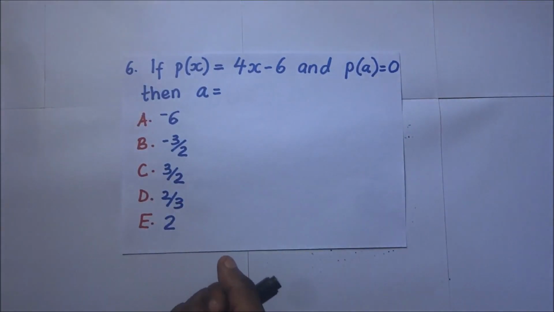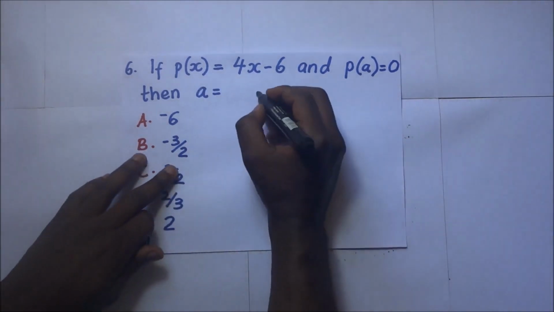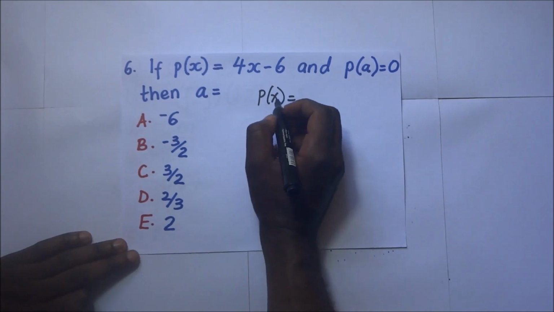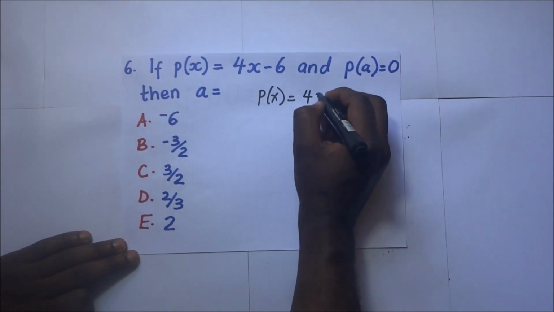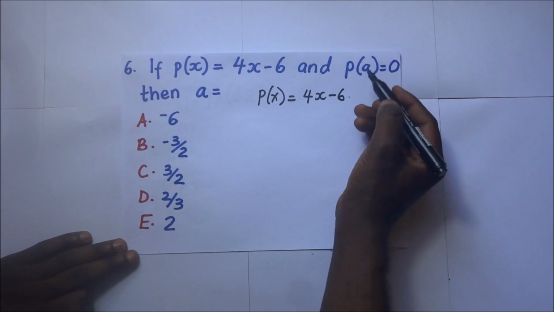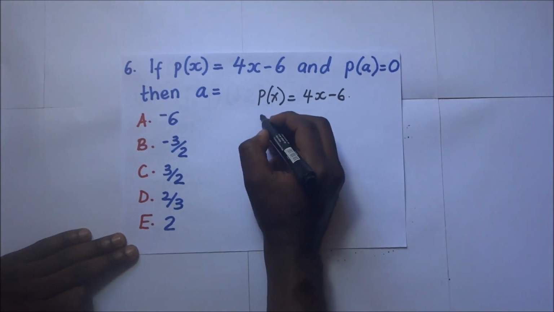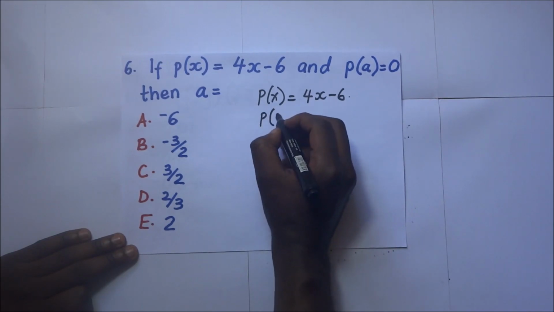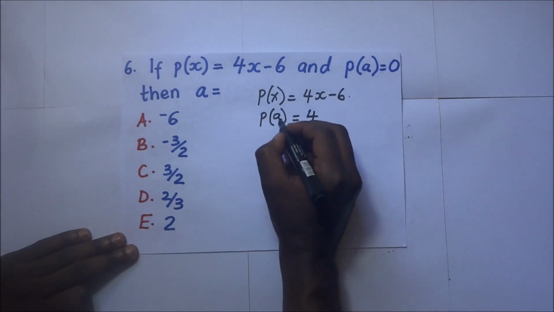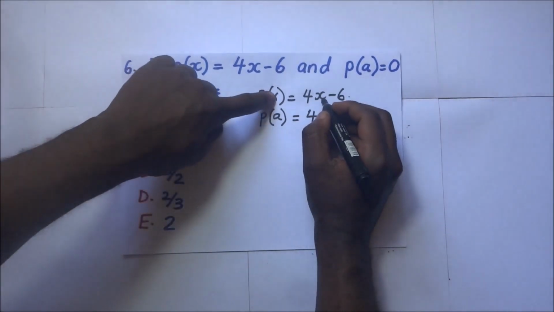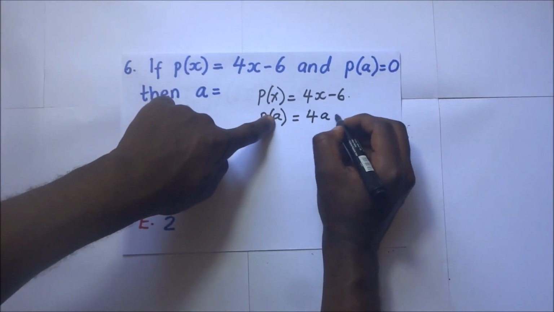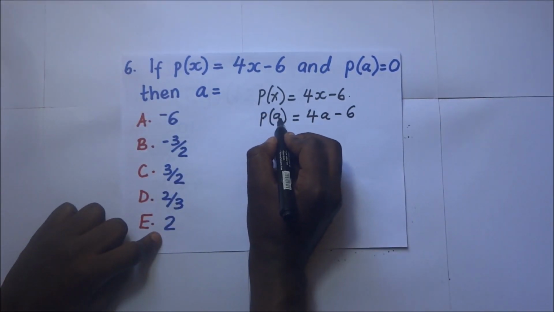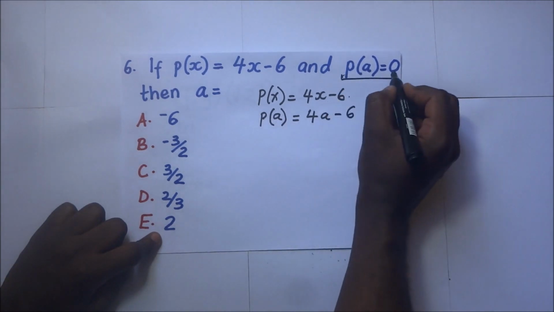So we'll begin by quoting the original expression p of x. P of x, or the function p where x is the input variable, is given by 4x minus 6. So where x is a, given by 4 times the value of x, where there is x we put a, so it's going to become 4a minus 6. Of course, this p of a is equal to 0.